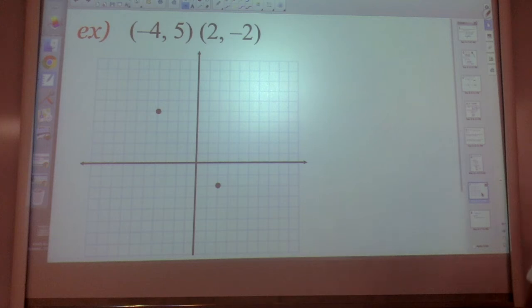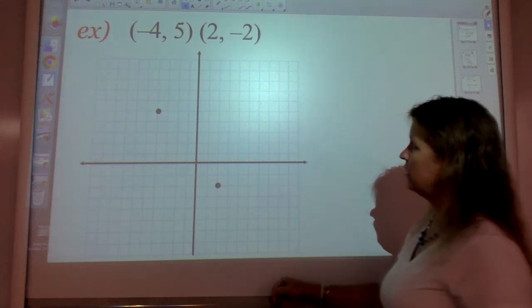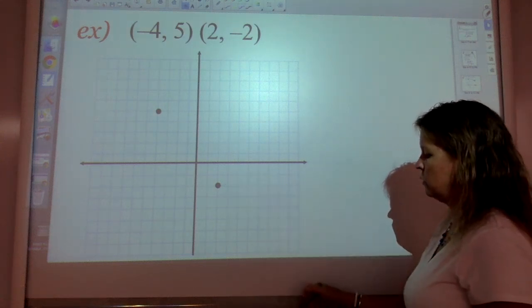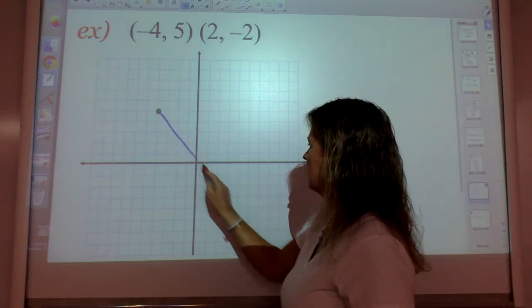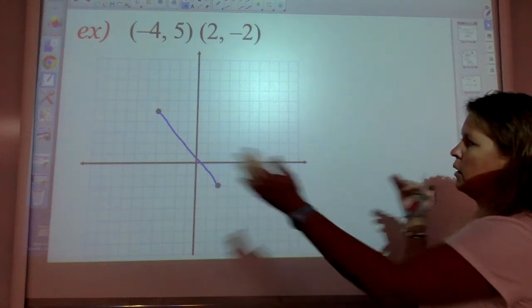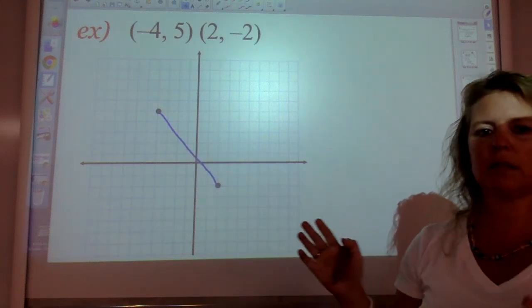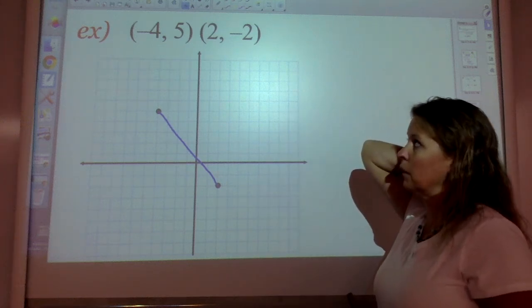Final problem on a graph. It's all graphed out for you. You can just watch and follow along, or you can put this in your notes and just draw your graph and label your spots. Between -4 and 5 is your first point. 2 and -2 is your second point. You're trying to find the midpoint between those, which is nearly impossible, because it's not straight horizontal or straight vertical. So when it's this difficult to find, you're going to use the distance formula.